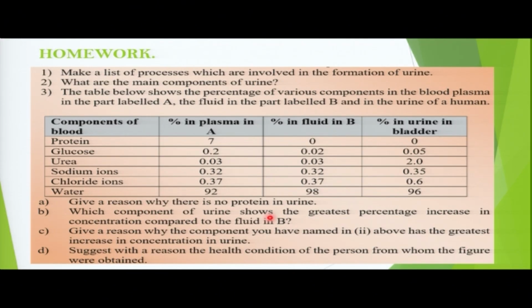Which component of urine shows the greatest percentage increase in concentration compared to the fluid in B? So be ready. We have A and B. You will be able to compare. And then finally, you will give a reason why the component you have named above has the greatest increase in concentration in urine. Suggest a reason and the health condition. So you do this question.